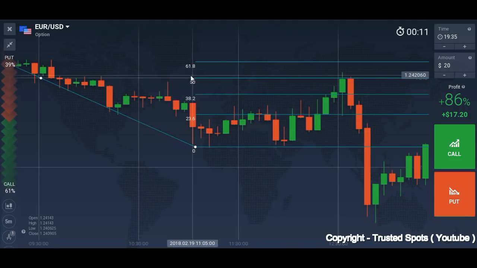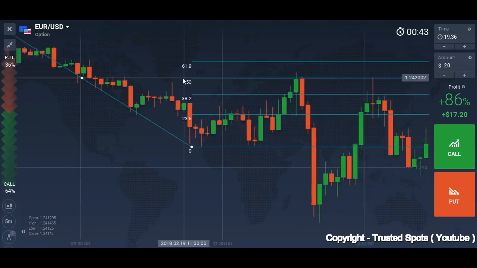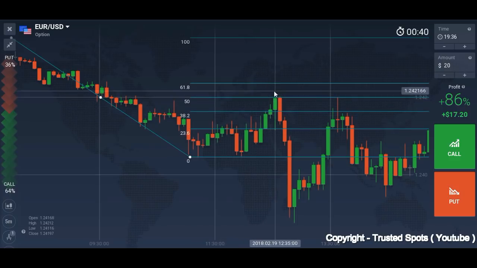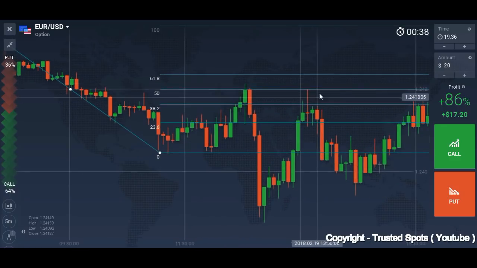Now the best part about this 50 level is I don't have to make an area here. Why? Because it is at a round number, at a whole number of 1.242000, which is by itself a strong resistance area. So in that condition, I don't have to make an area, because when it comes to support or resistance, a whole number works the strongest. So this is how the 50 level reverses the market. It again reverses the market.